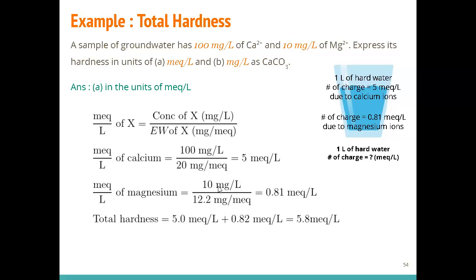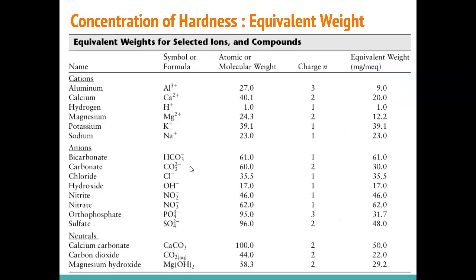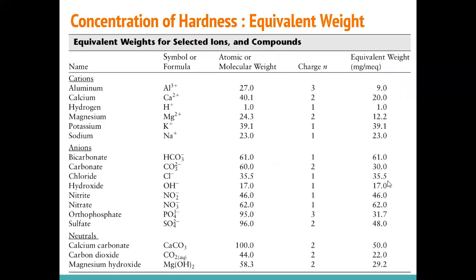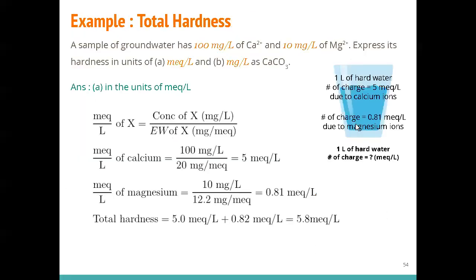20 you can check from the table, right? That's calcium here, this one, 20 milligram per millicharge, which gives 5. And then you do the same for the magnesium, 12.2. You can check that from the table here, this one, 12.2. So we add them together because now you have the same unit, millicharge per liter, and the total hardness is 5.8 millicharge per liter.